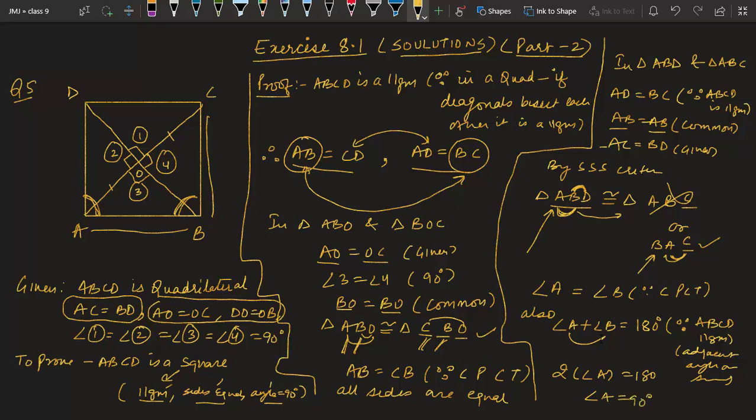So we have proved three things. First, we have proved it a parallelogram. Second, we proved it all sides are equal, and third, we have proved one angle is 90 degree, and with that we are done. We can now say ABCD is a square. That's it.